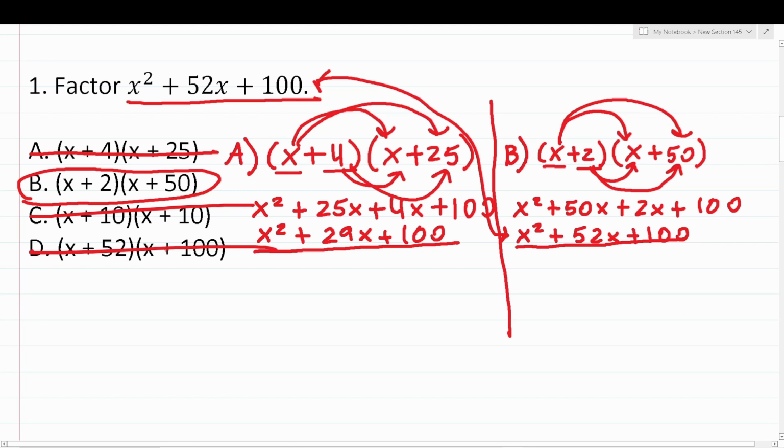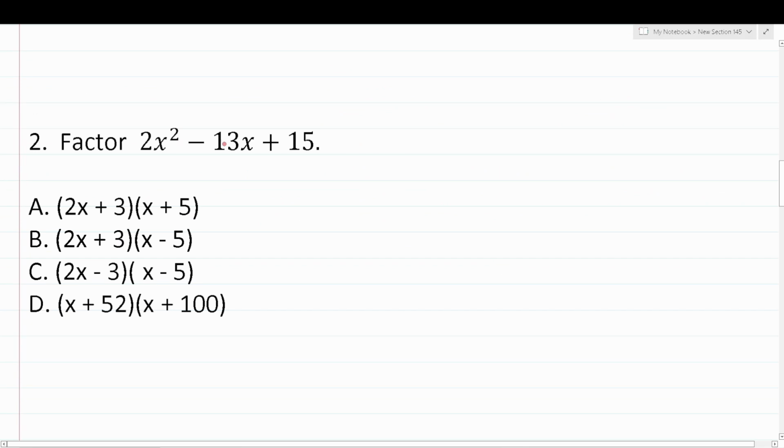Instead of factoring x squared plus 52x plus 100, we simply expanded our answer choices by multiplying the two polynomials together and matched our result with that which we were asked to factor. And that is it. You do not have to know how to factor in order to answer factoring questions on the ASVAB and PiCAT. All right, so number 2 says factor 2x squared minus 13x plus 15.